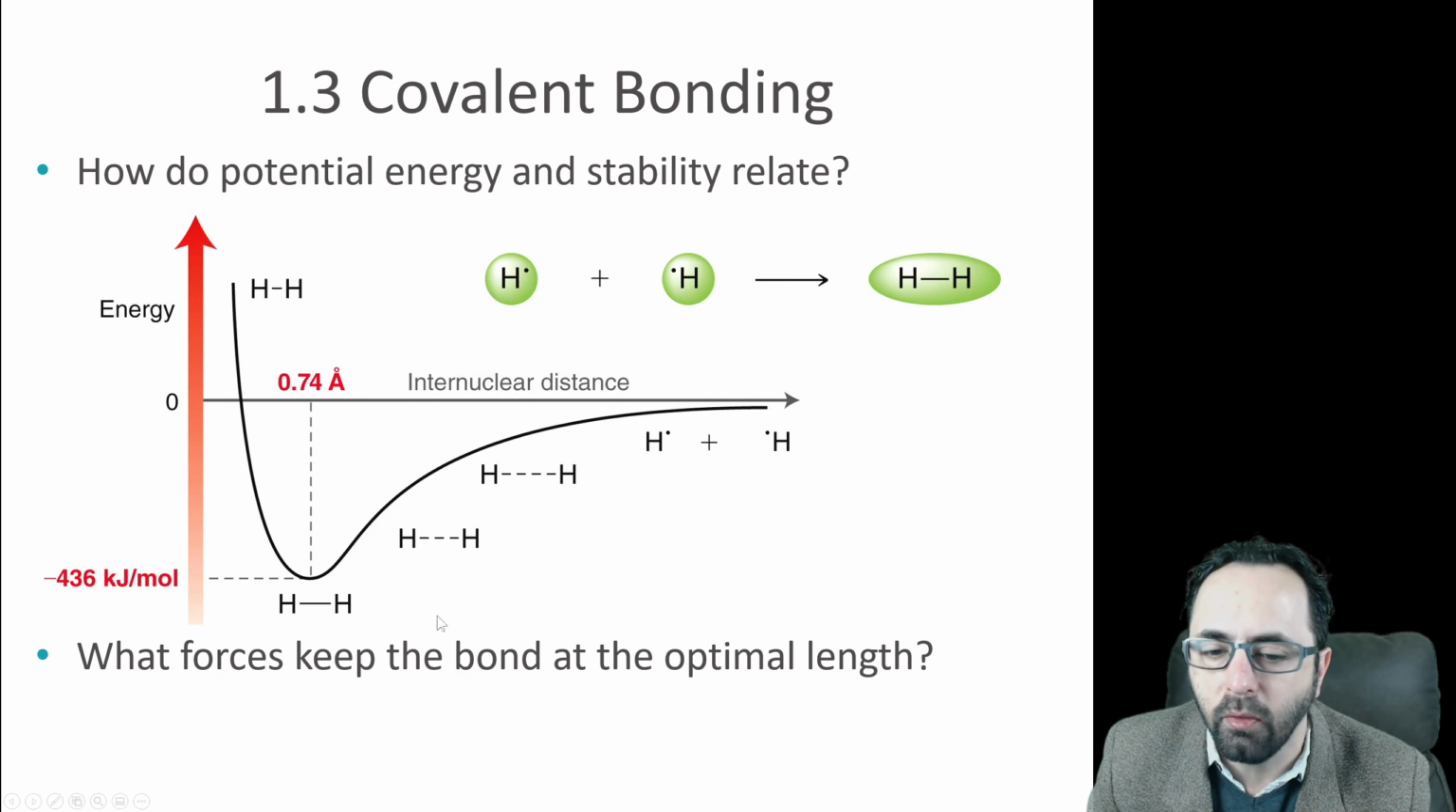So what are the forces that are keeping this molecule at this length? Well, it's because the nuclei in the hydrogen are positive, they're repelling one another, so that keeps them from getting too close. But the electrons that are forming the bond are negative, and so they're attracted to both of the nuclei, which helps to hold them together.